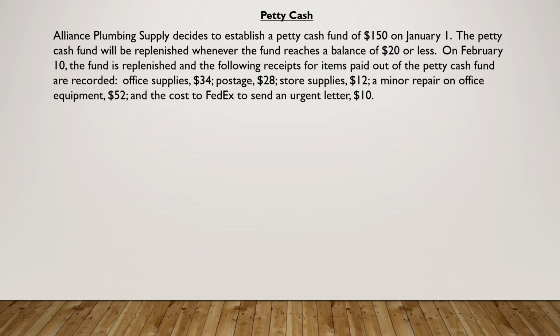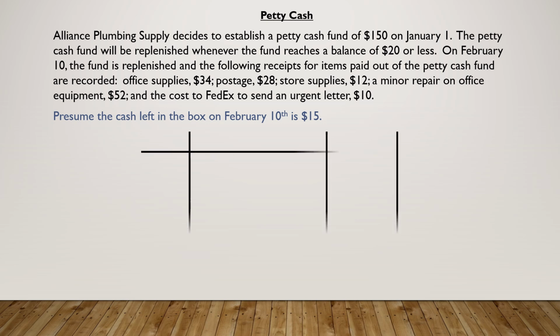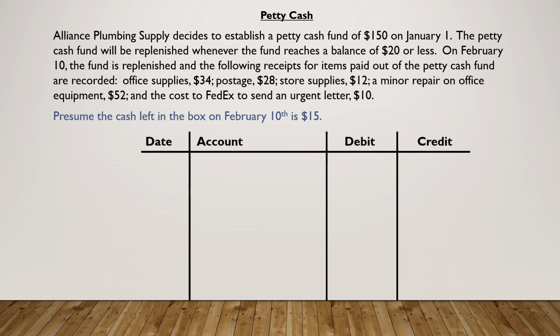While it's not mentioned in the workbook, let's imagine that the cash box has $15 in it as of February 10th. All that said, let's record these journal entries. On January 1st, Alliance Plumbing established its petty cash fund of $150. The establishment entry will always consist of a debit to petty cash and a credit to cash for the specified amount.